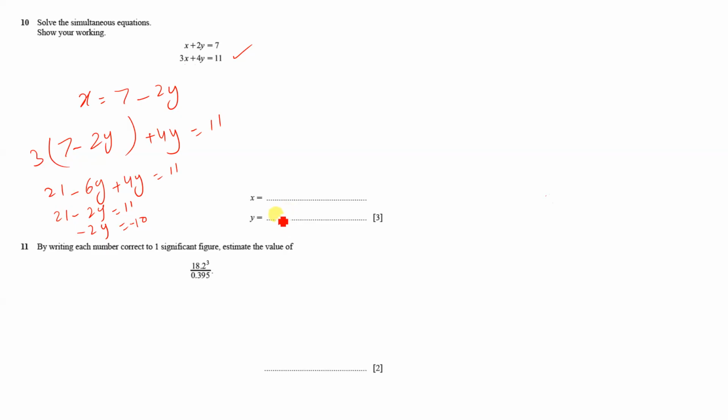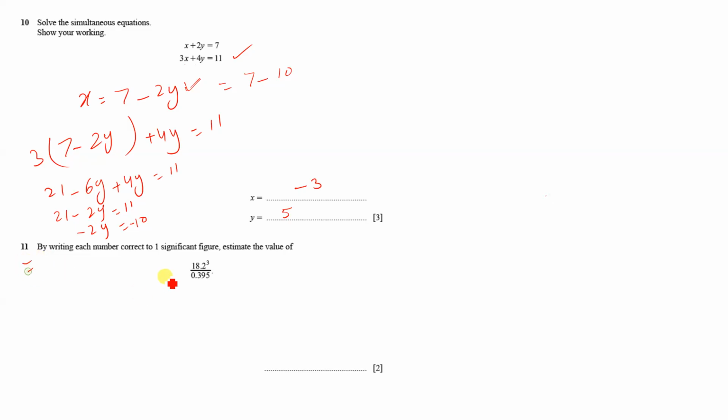This gives us y is equal to 5. Now in order to find value of x, substitute y is equal to 5 in this equation. So x is equal to 7 minus 10. So x is equal to negative 3.